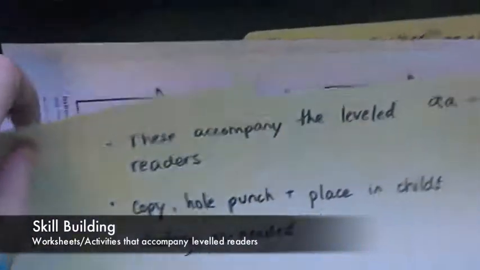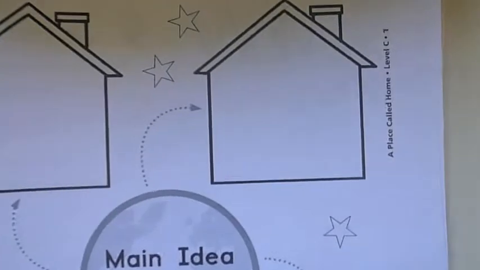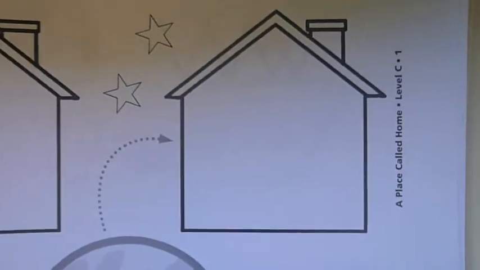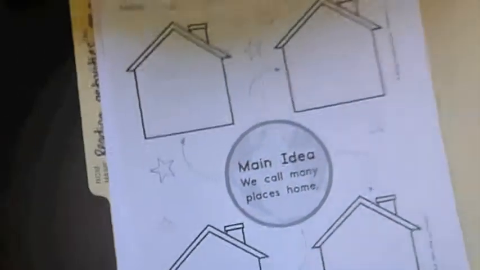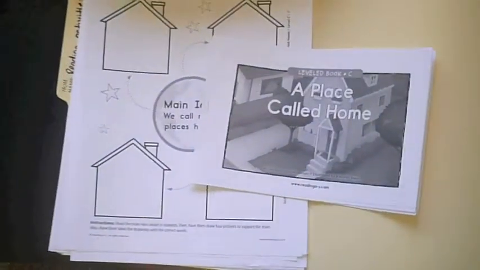With each leveled book, I keep two folders. This one is for the skill building worksheets or activities that accompany each book. These can also be found on the Reading A to Z website. Here's one example of a leveled book matched with its accompanying activities and skill building pages.